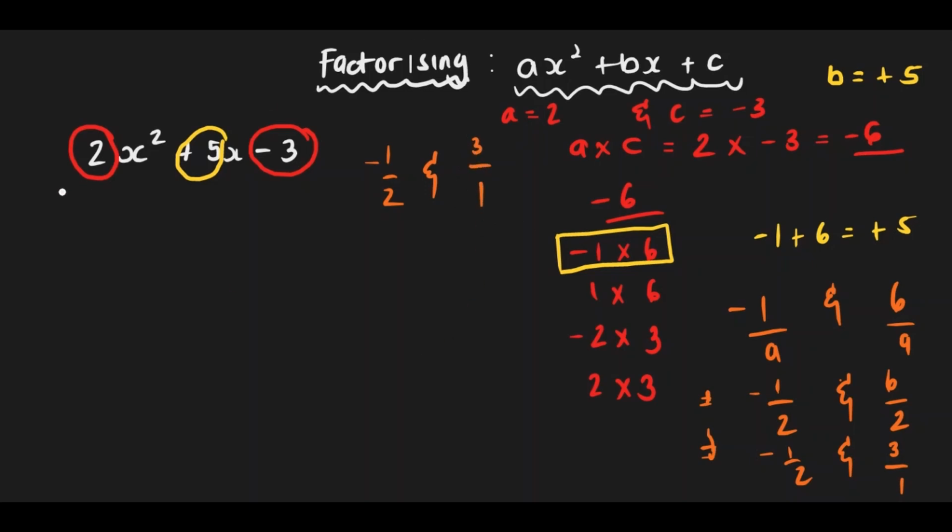Then let's write out our two brackets. These are going to be our two brackets. The fraction helps us in writing the bracket. The denominator of the fraction is going to be the coefficient of x. Since here it's 2, this side is going to be 2x. And since here it is 1, this side is going to be just x. The numerator is going to be the number that follows. So it's going to be negative 1 here, and here it's going to be plus 3. And this will be your final answer for factorizing this.